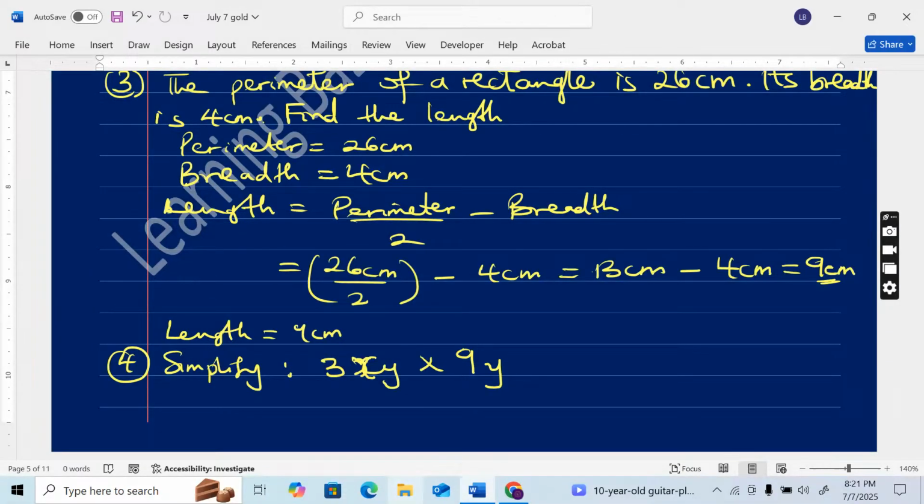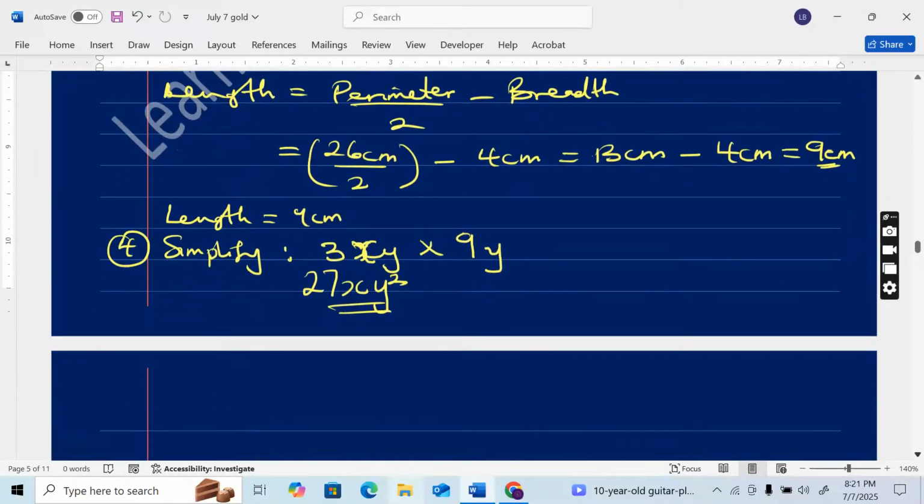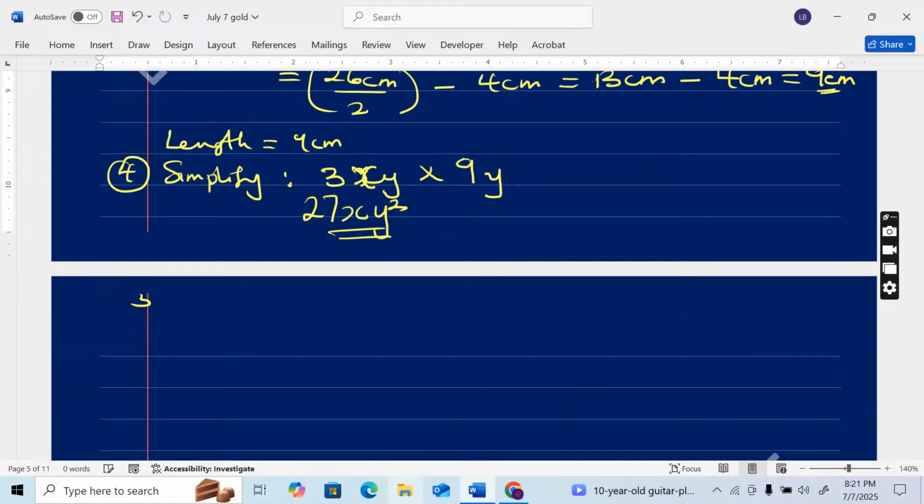All right. Waiting. All right, so let's do it together. 3 times 9 is 27. x, then y times y is y raised to power 2. So the right answer is 27x y raised to the power of 2. Okay, so moving on to question 5.